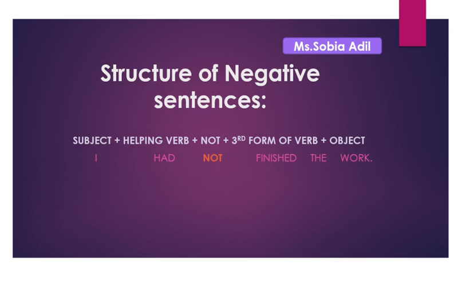The structure of negative sentences, students: negative sentences follow the basic word order of affirmative sentences, but the main difference to make the negative sentence is that we put the word not after the helping verb, right? First we write the subject, then the helping verb, then not to make it negative, then comes the third form of verb and then the object, right?